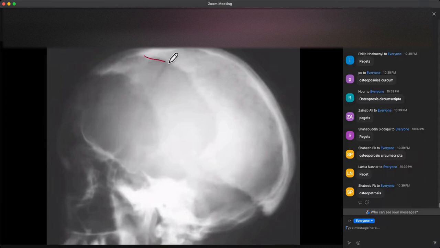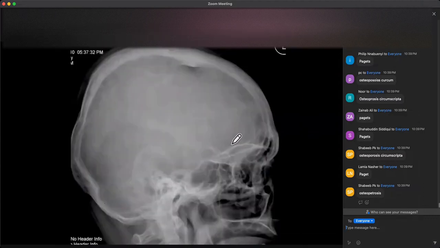This implies that we've got one side is osteoporotic, and this implies that two sides are osteoporotic. Okay, and this is Paget's disease. Another example, cotton wool appearance, calvarial thickening. Okay, and we've got this rather well-defined lucent area, which is osteoporosis circumscripta.